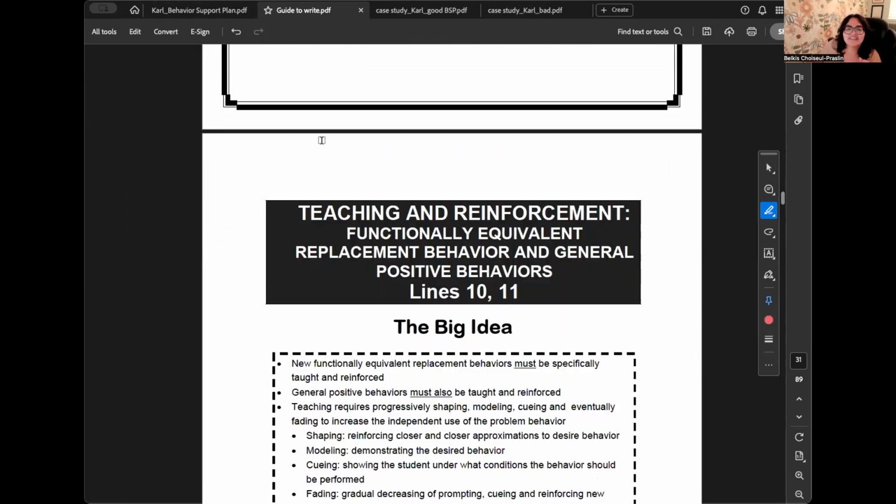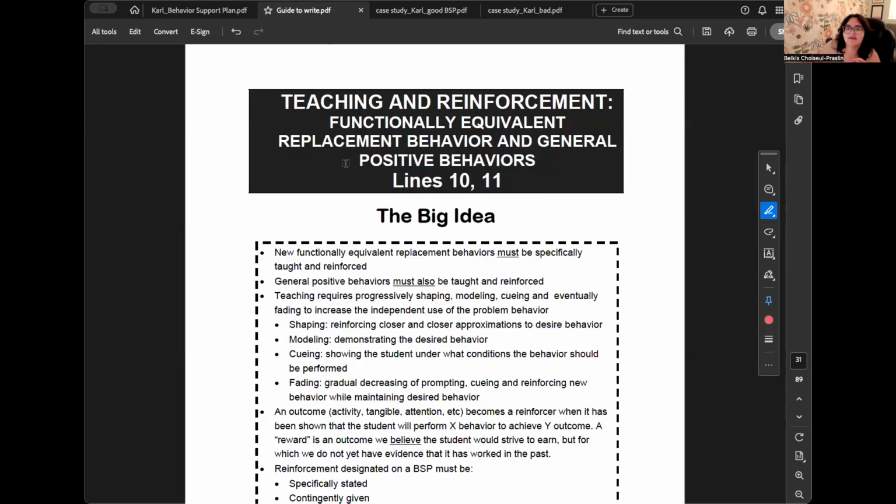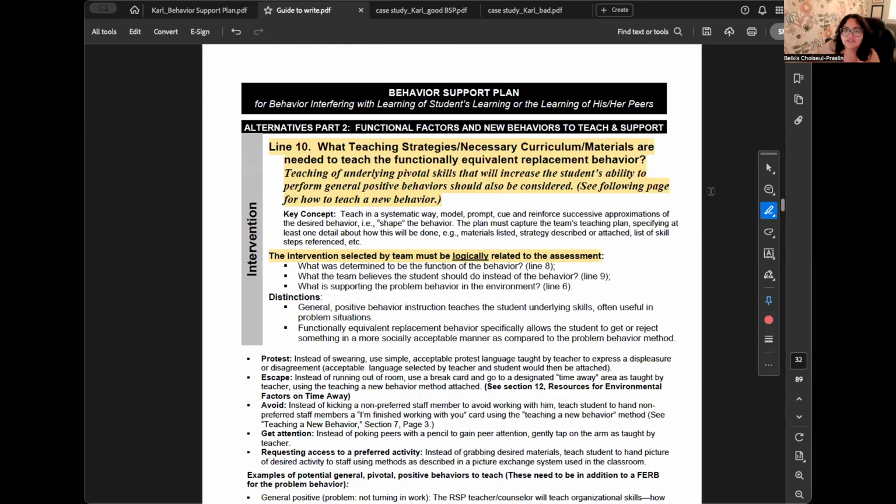We're going to go into the next section, which is lines 10 and 11. Line 10: what teaching strategies, necessary curriculum, and materials are needed to teach that behavior? That's a pretty simple question, right? We don't just say the student is going to stop swearing at me. That's the behavior I want. Great, that's the behavior we want. Just because we said it does not mean it happens so easily, right? We need to then teach them the appropriate way to talk, to share, to respond that is not swearing at you.